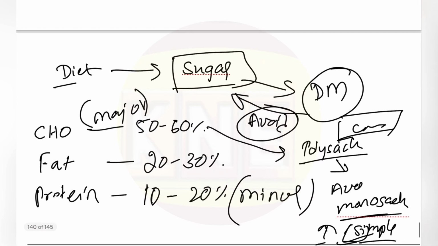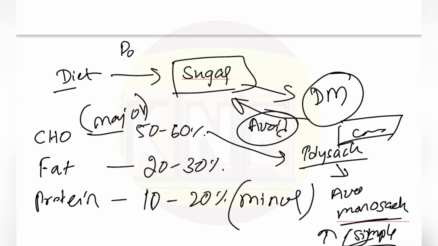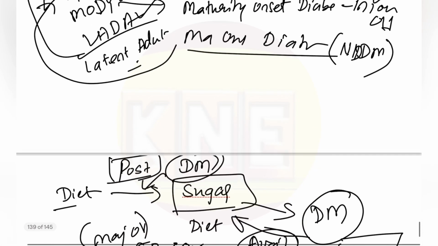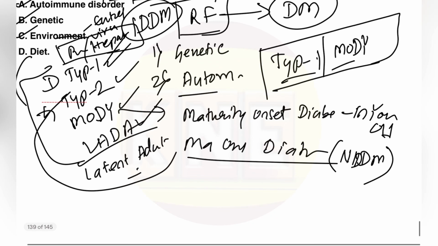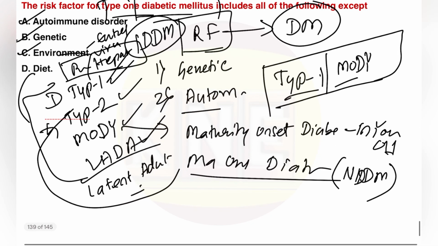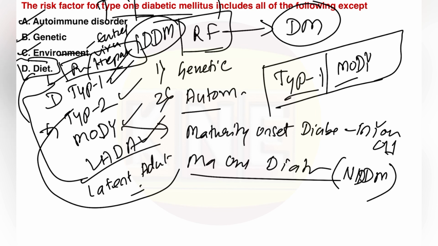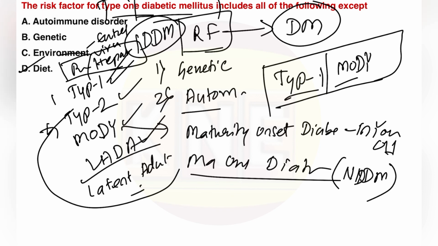So this is the diet maintained after the disorder comes, after diabetic mellitus occurs. Before diabetes there is no need of maintaining a special diet, or you should maintain diet for healthy purposes. Okay, so this is the exception. Which one is the right answer? That is option D, the exception.